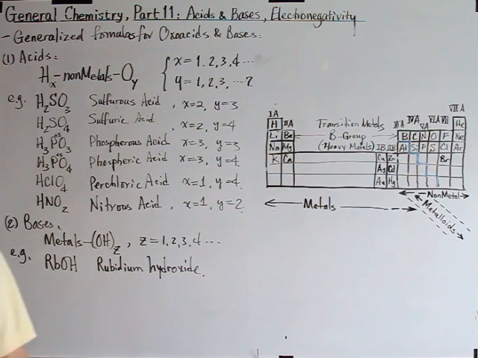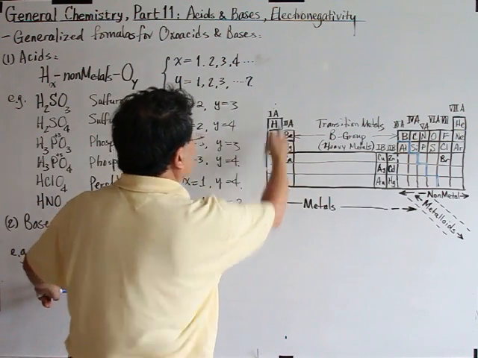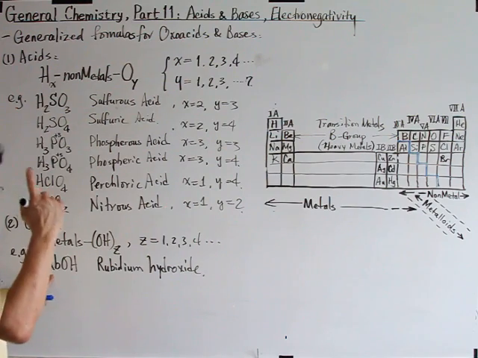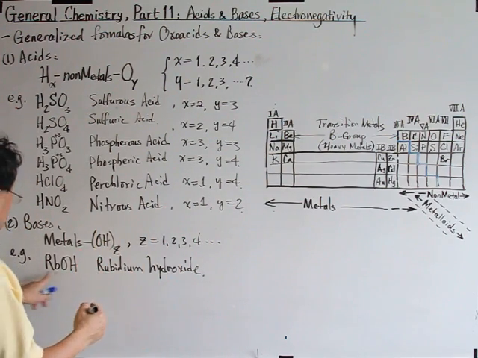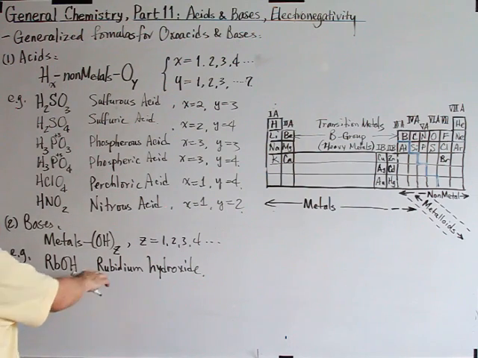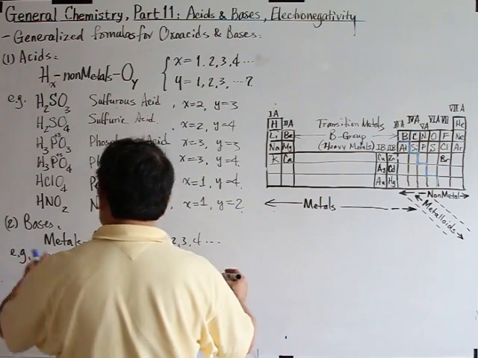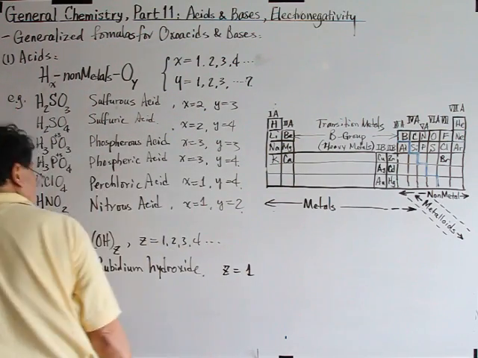Hydroxide, right? Now, what is the rubidium? Right here. First family, right? First family belongs to what? Alkali metal, right? Always +1 charge oxidation state, and then OH is -1. So they're in a 1-to-1 ratio. Rb stands for rubidium, and then the OH stands for hydroxide. So in this case, Z equals what? 1, right? Z equals 1.